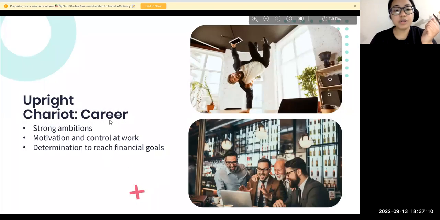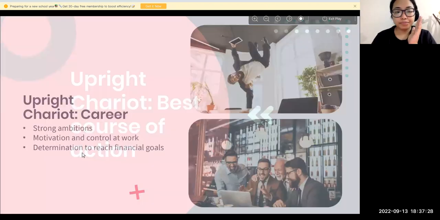If it's coming for the career, it simply means that you have very strong ambition, motivation, and control at work. That means you can do everything, you are ambitious, you are successful, you can achieve everything. Financially also, you will reach whatever goal you want to reach. If you want promotions, everything, you will get it.